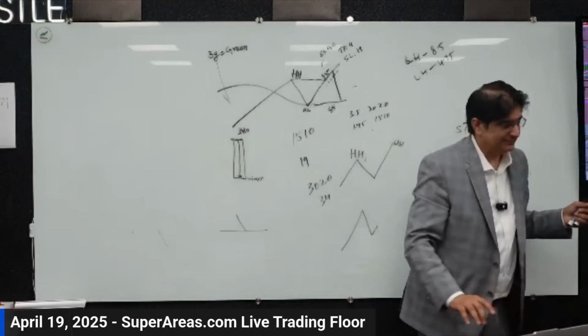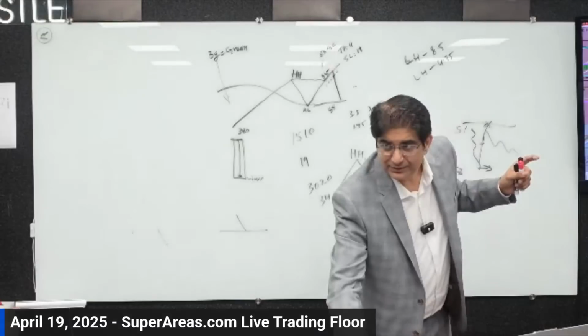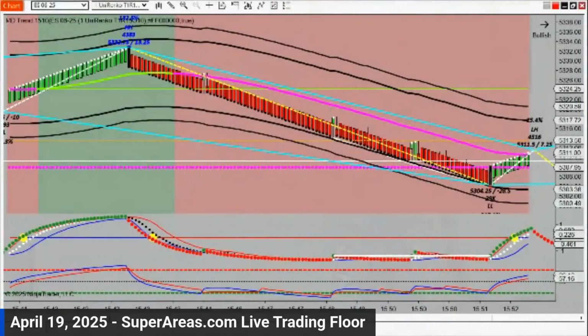Now look here. That would be a double. Double, yes, double divergence, correct. Okay. You see price touch mid-band here. Price touch mid-band.